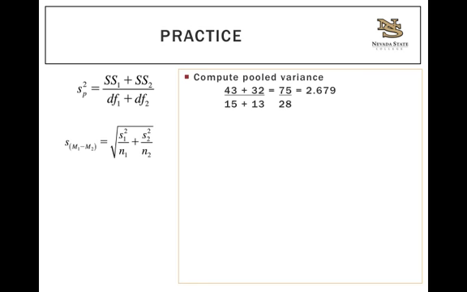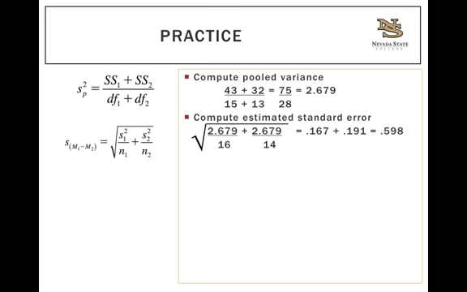Okay, so next we have to figure out our estimated standard error using that pooled variance. So we plop our pooled variance, 2.679, into both of these, and then we're using n, right? We're using n.